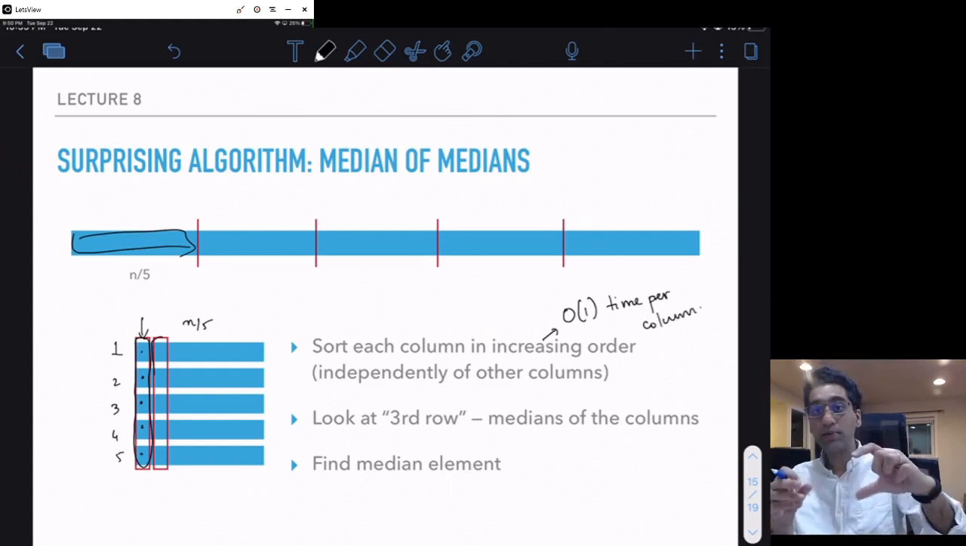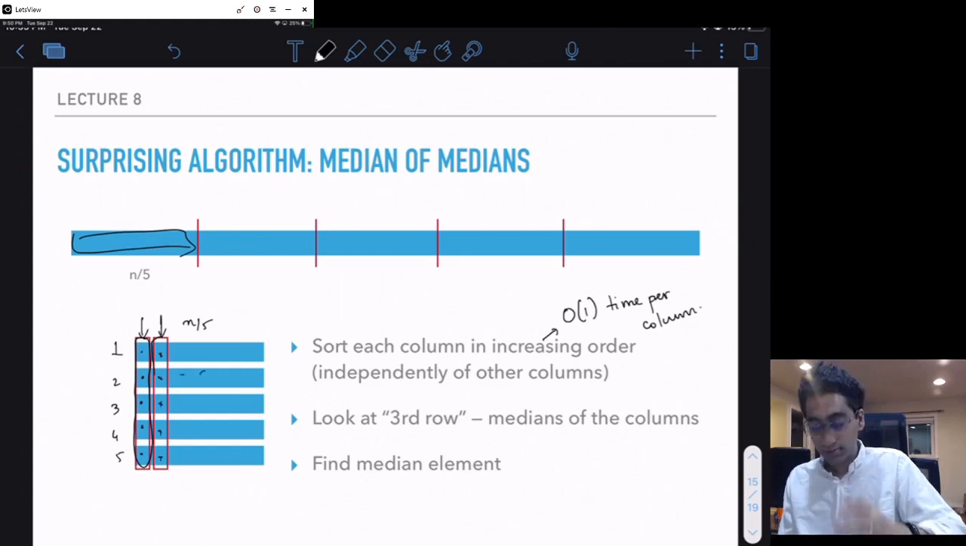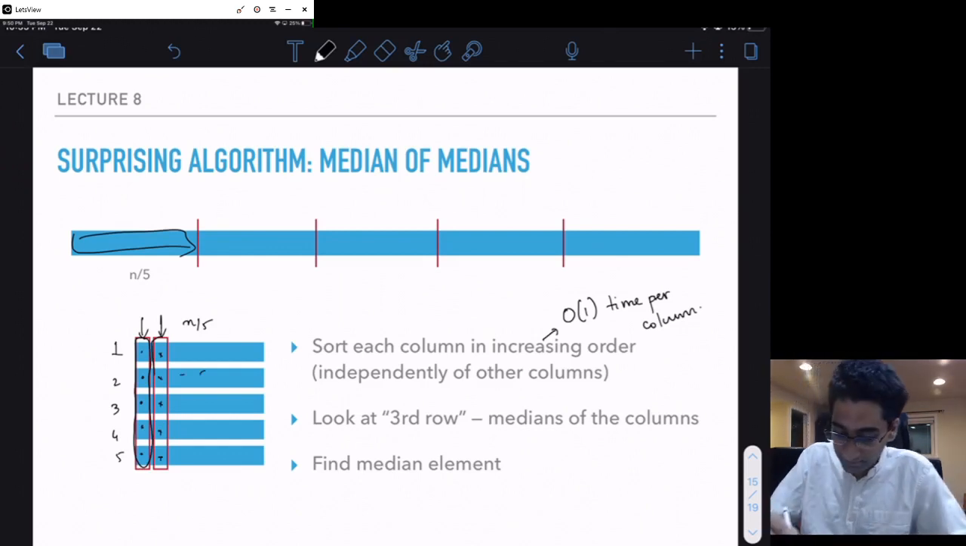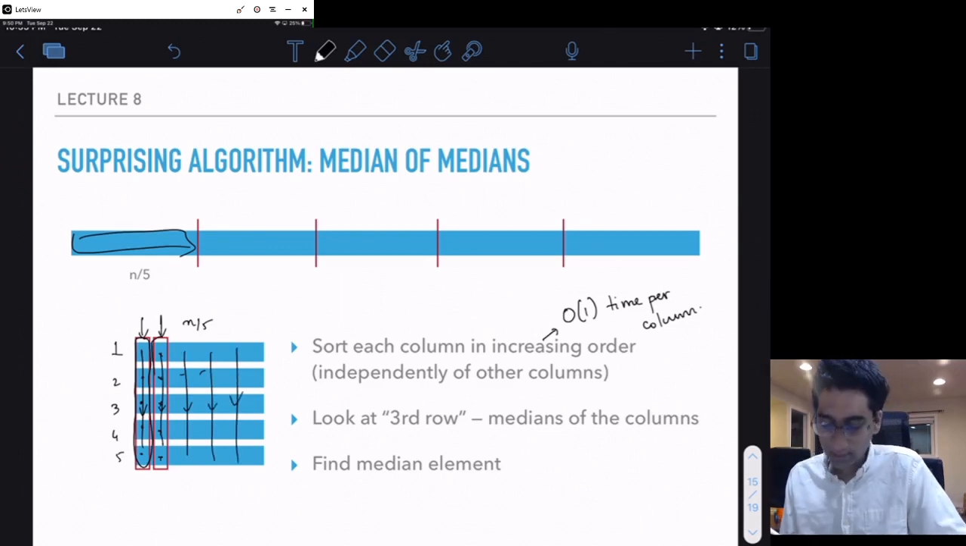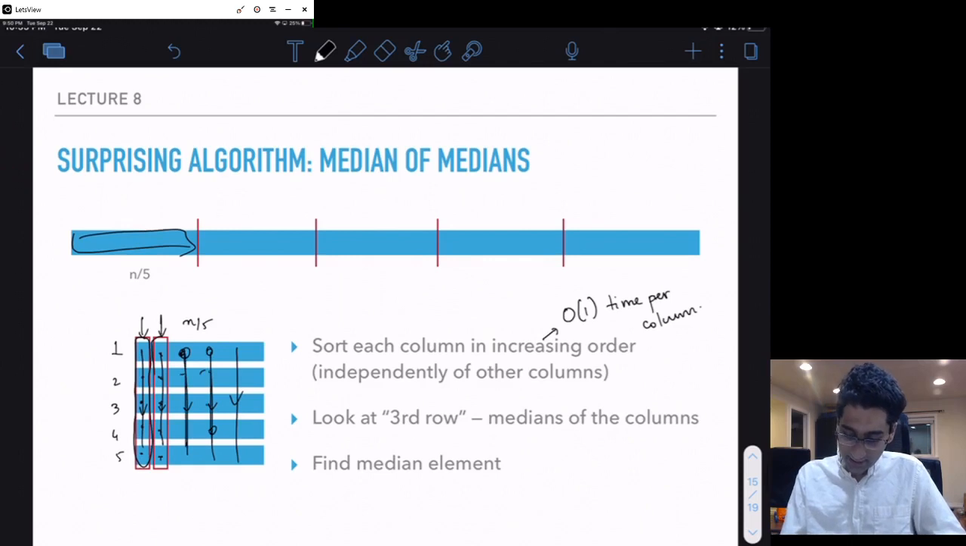You do this independently for every column, each column independent of the other columns. You just sort the elements among themselves, and you do them in order. So now what you have is a matrix where each column is sorted in increasing order. Rows, you can say nothing about them. You can't say anything about this entry versus that entry. All you know is that each column is in increasing order.